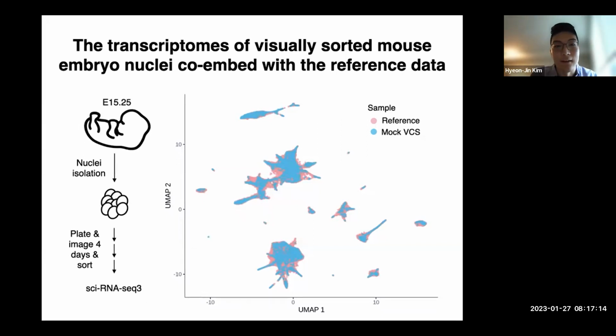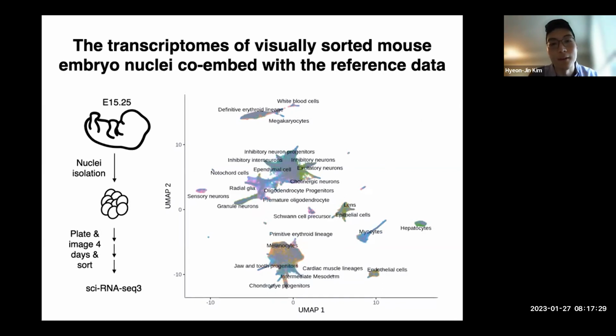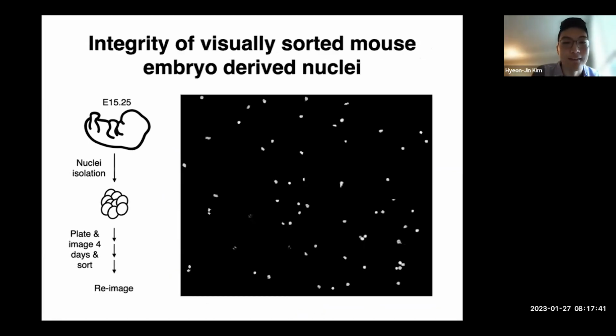And as you can see, without any alignment or anything, the data from these nuclei overlap really well with the reference data. And when we use the cell type annotations from the reference data, you can see that we recover most of the cell types that are in the embryo. And to really make sure that we're indeed getting intact nuclei, we re-imaged the sorted nuclei and confirmed that they are indeed intact and mostly singlet populations.